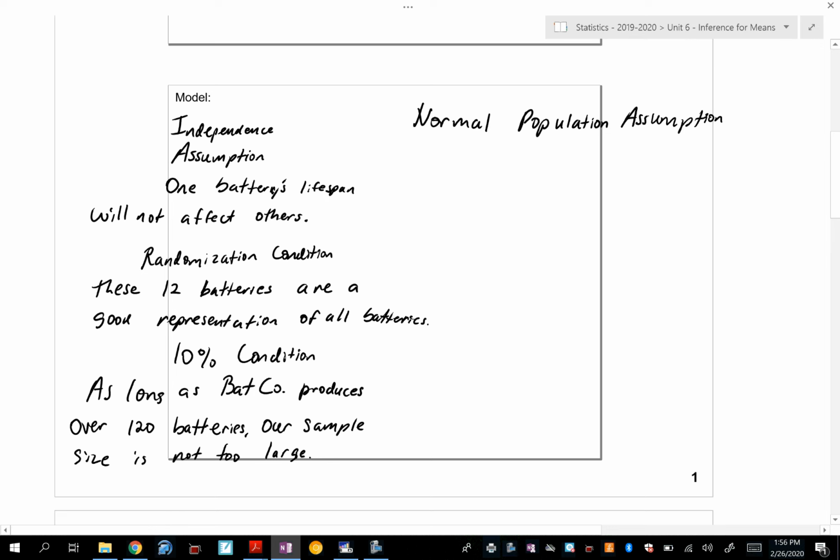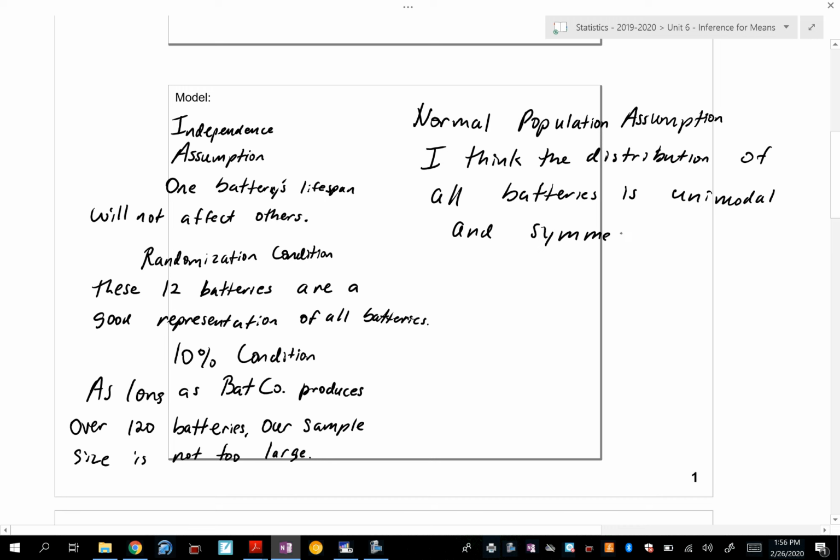I'm excited. Cool. Now, Saul, if you're excited, what statement am I going to write about this normal population assumption? It's large enough. No, see, you're thinking proportions. What am I saying, Jarvis? Yes, so I need to write in my statement that I think the distribution of all batteries is unimodal and symmetric. Or, in other words, normal.